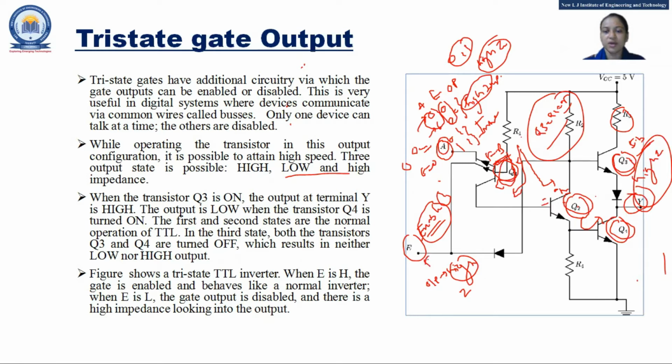If E is equal to 1 and A is equal to 1, Q1 will be in reverse bias. With Q1 in reverse bias, current flows to Q3, which turns Q3 on. So whatever VCC current flows is driven to our output, and we get an output of 1. So if enable is 1, this circuit works as an inverter. This is how the tri-state gate output works.